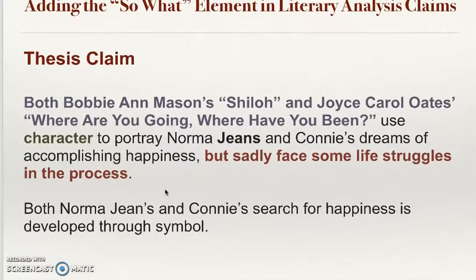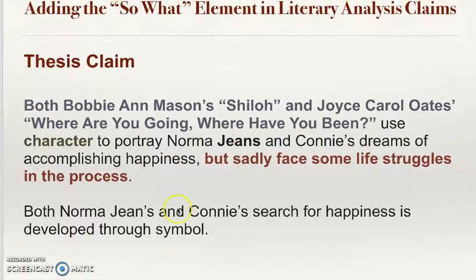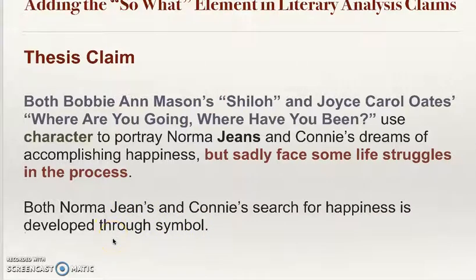So in terms of the revision, I revised this in two different ways. The first way I revised it is I said, "Both Norma Jean's and Connie's search for happiness is developed through symbol." And you're going to see that that's just a much cleaner, crisper argument than what we had originally here. We can imagine what this essay is going to be working on in the second claim.